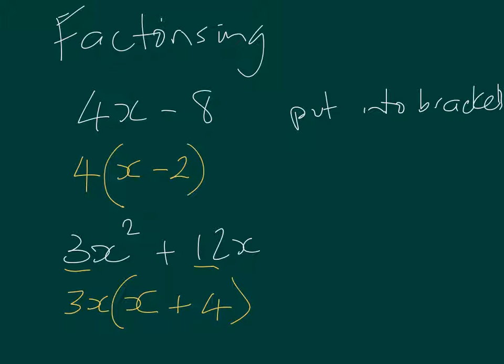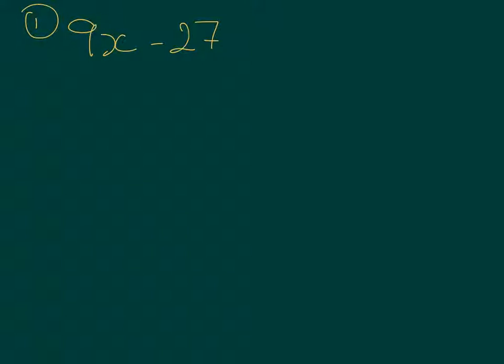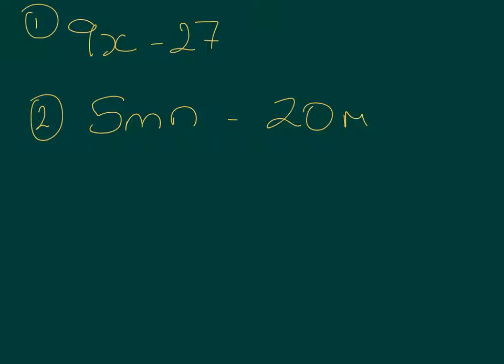On the next page I'm going to give you 3 questions that I'd like you to do. The first question is this one here, 9x minus 27. The second question is this one here, 5mn minus 20m. And the third question is 7x squared plus 21x. So write down the 3 answers to those and put them on the classroom task that I've set for you.